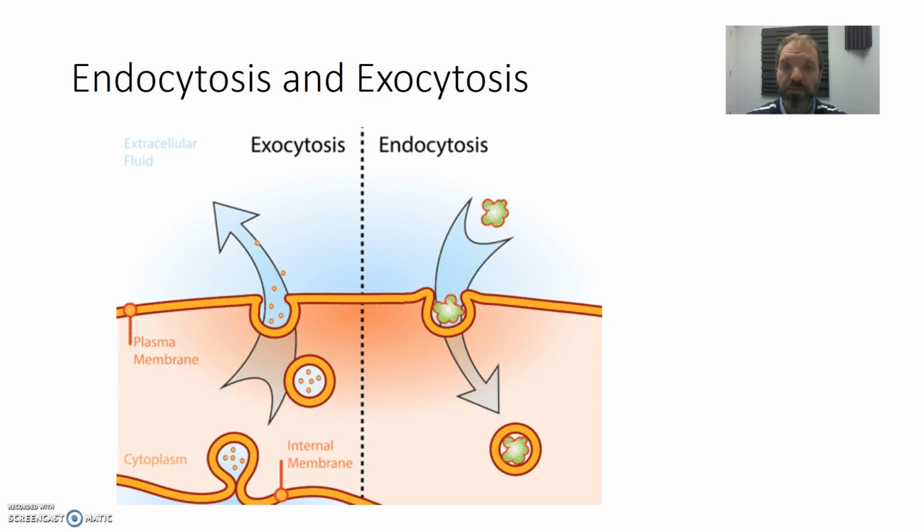So active transport refers to pumps, which pump small particles against the concentration gradient. It also refers to bulk transport, exo and endocytosis, bringing large particles out of or into the cell.